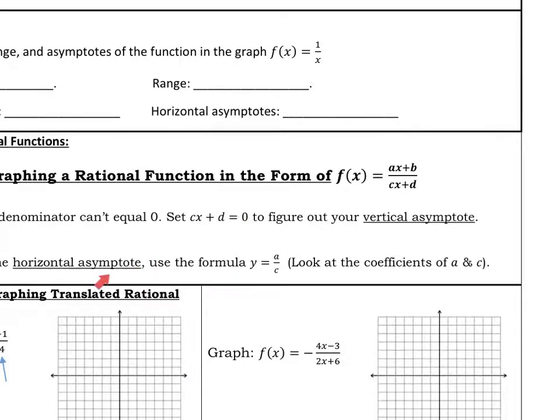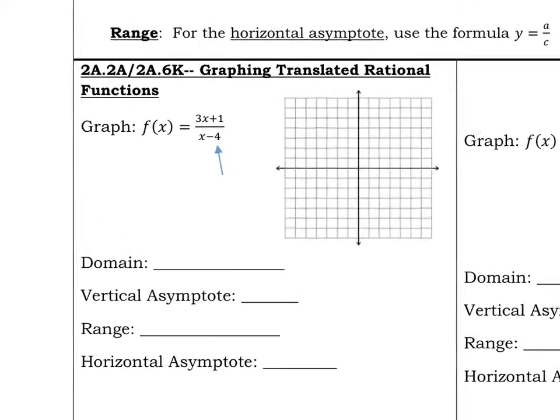Now for the horizontal asymptote, this time we're going to divide the coefficients of x. So a divided by c, whatever numbers those are, even if you don't see a number, it's a 1. We're looking at x on top and on the bottom. If you divide a by c, that gives you your horizontal asymptote, y equals a number. Okay, so let's go to question number 1.